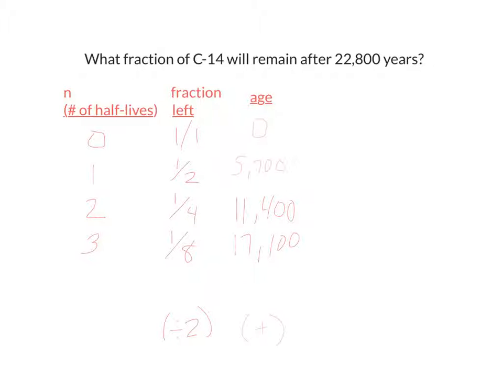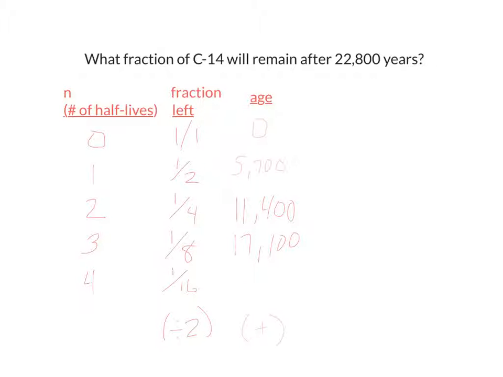And we are trying to get to 22,800 years, and we're not quite there yet. So we're going to have to add a 4th row to this thing. So we're going to say number of half-lives 4. We're going to divide by 2 again. That's going to give us 1/16.